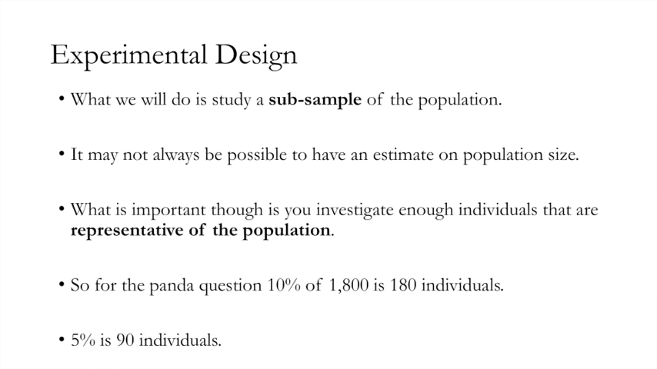What we're going to do is take a subsample of the population. And it may not always be possible. It's great that we've got that 1,800 figure, but for a lot of animal species, we don't actually know the size of the overall population. So what's important here though is we investigate enough individuals that are representative of the population. So the amount of individuals we're looking at is basically a representation of the population as a whole. So for this question we may consider, well, 10% could be good. That's 180 pandas. 5%, that's 90 individuals.